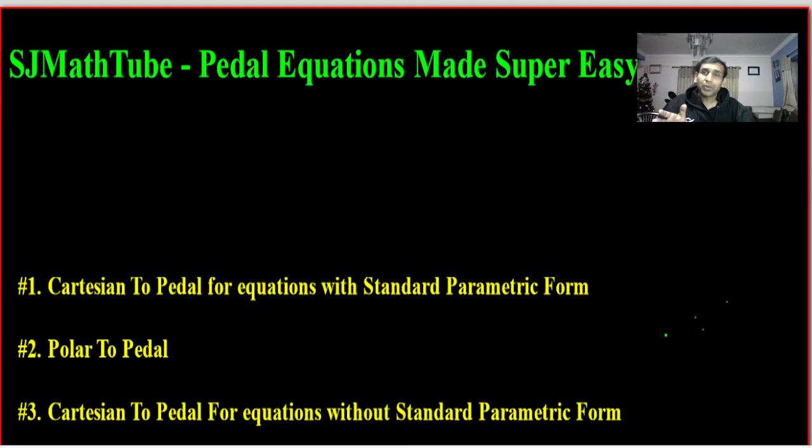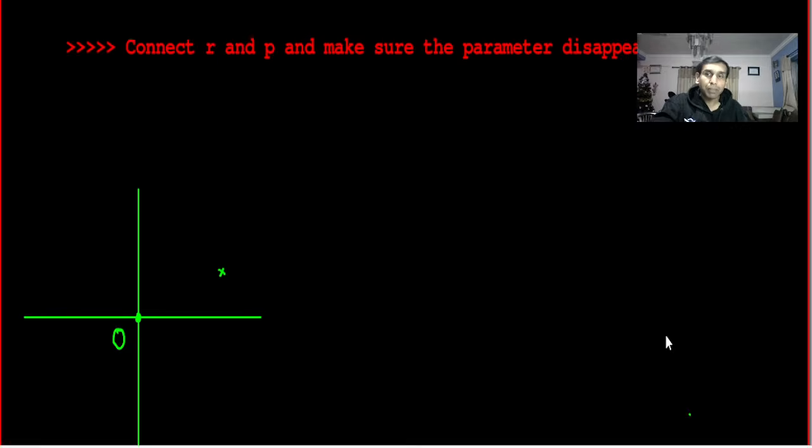In this video, we will learn about pedal equations. Before we start with pedal equation, we should be very good with the Cartesian system. In Cartesian system, first we draw two perpendicular lines and we call them the x-axis and y-axis, and the intersection will be called the origin or the point of reference.